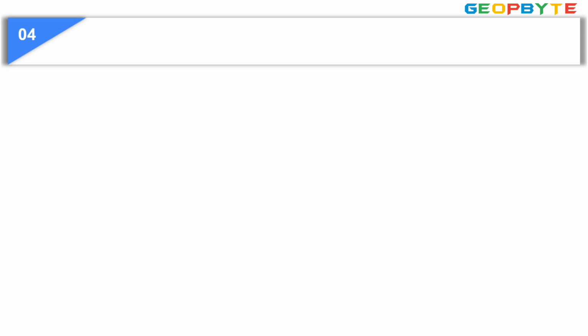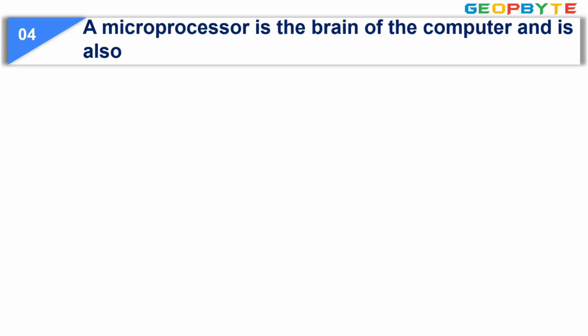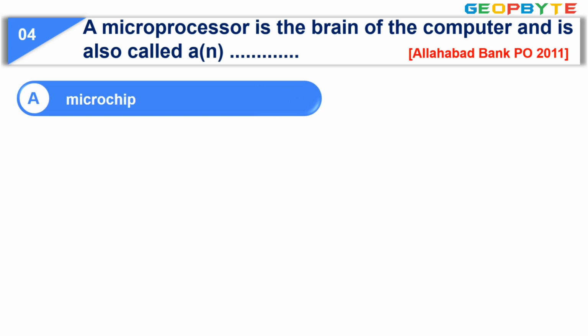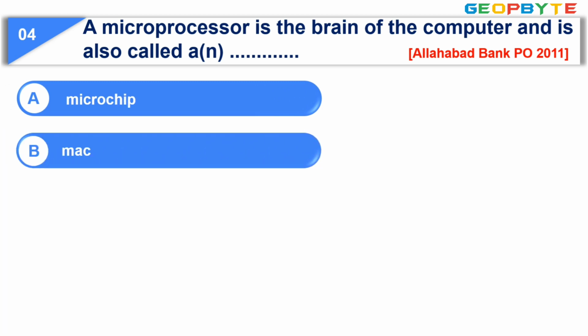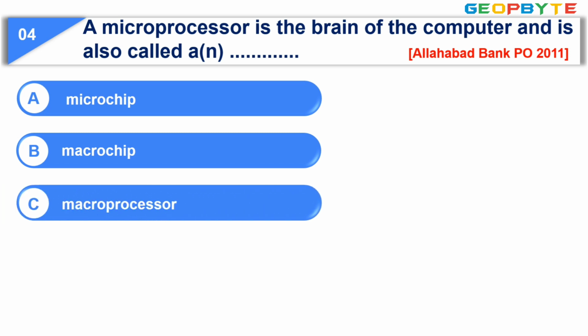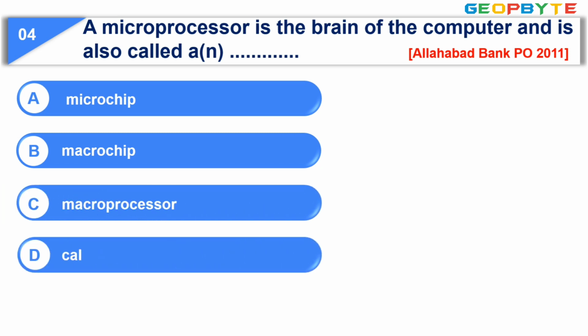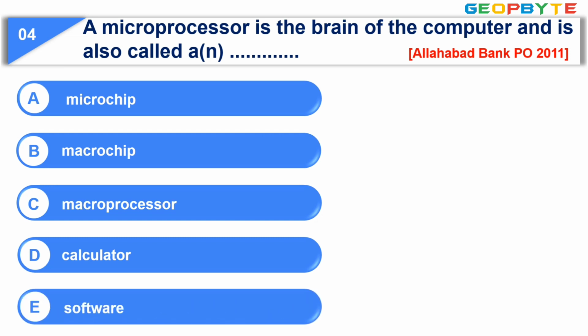Next, moving to question number 4. A microprocessor is the brain of the computer and is also called a: option A, microchip; option B, macrochip; option C, macroprocessor; option D, calculator; option E, software. And the correct answer is option A, microchip.